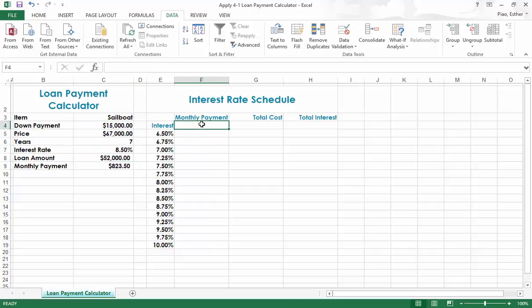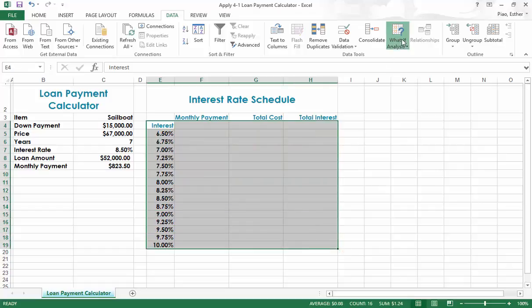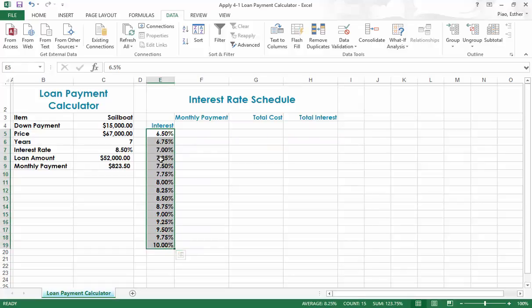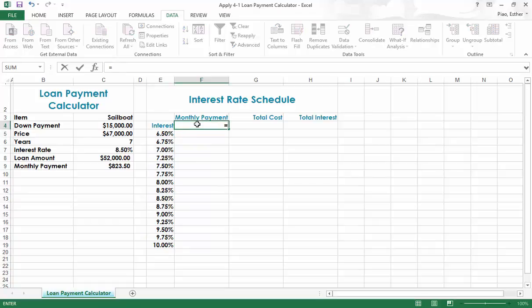We are going to use the what if analysis data table tool here. In order to do so, we need to have all the formulas we are going to use in the first row, and then lay out all the different values we are going to replace, row by row, in this column. So let's lay down our formulas first.